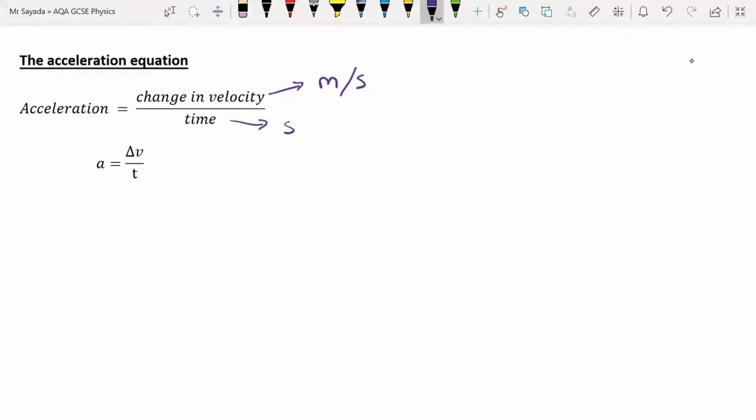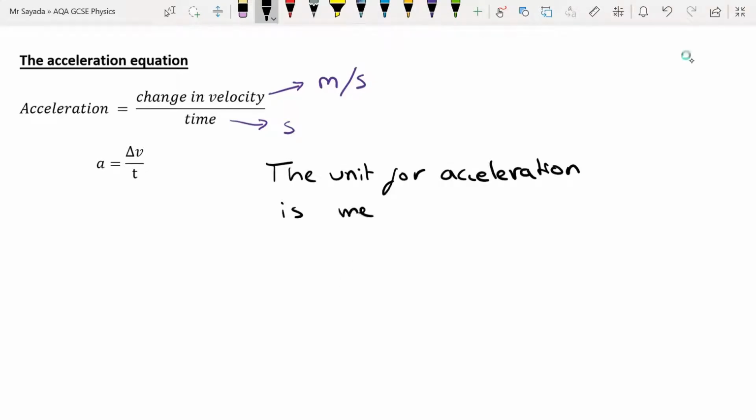So the new quantity that we're learning about here is acceleration. So I'm going to tell you the units for acceleration. So the unit for acceleration is meters per second squared. Now it's much easier to just write that like this, m/s squared, meters per second squared. Now, why is that the unit?